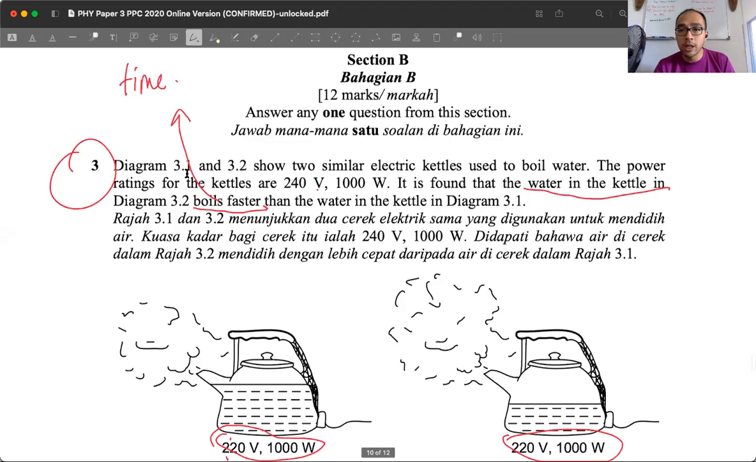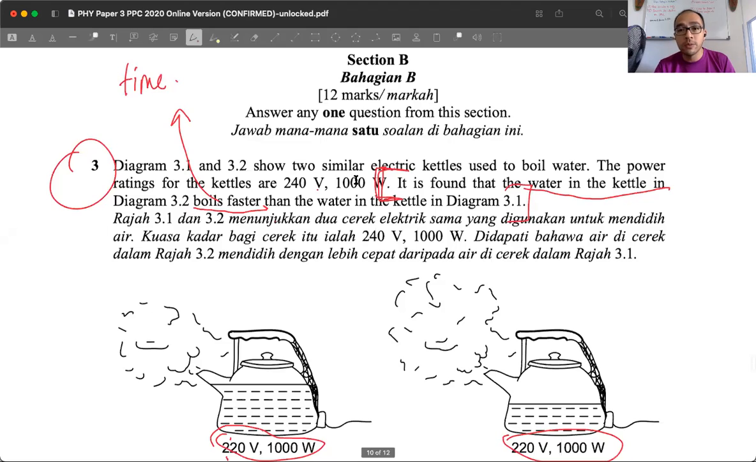Okay, quite a lot of you wrote increase in temperature, which is not correct because this is the pemerhatian. This is the observation that is found. It is found that the water in the kettle boils faster than the water in the other one.